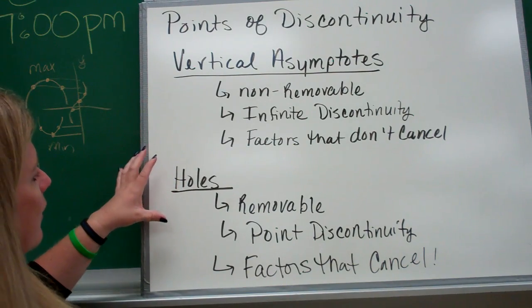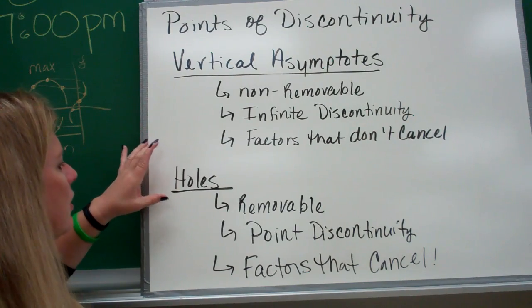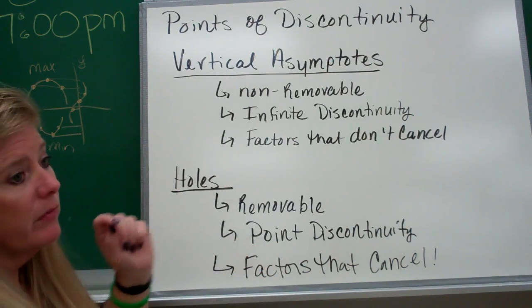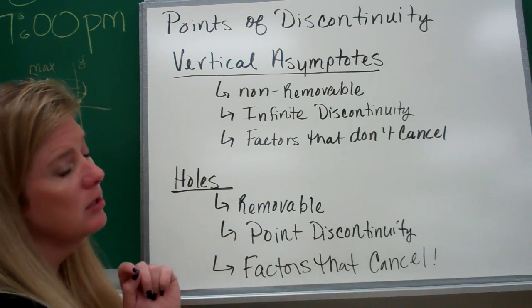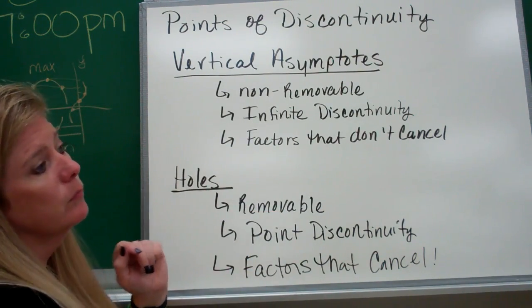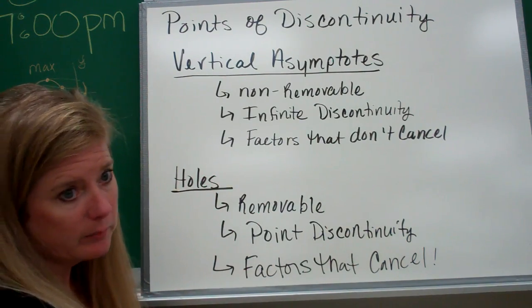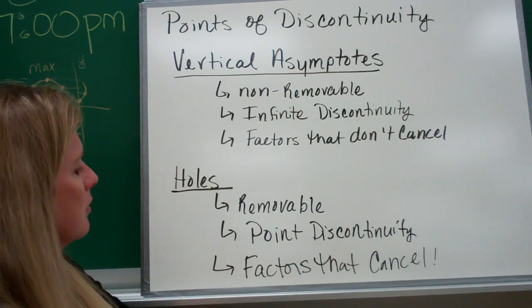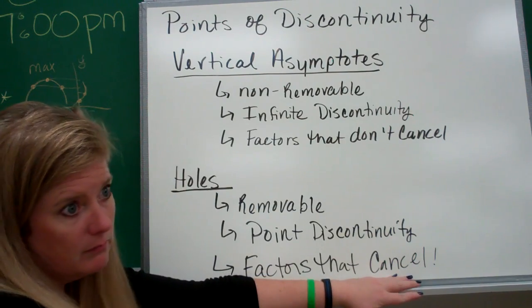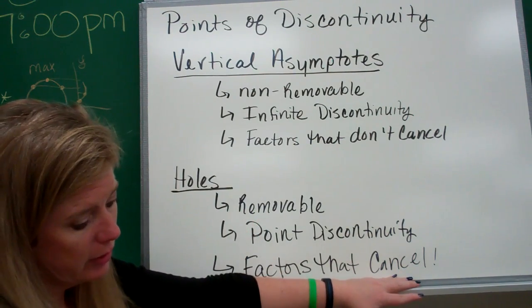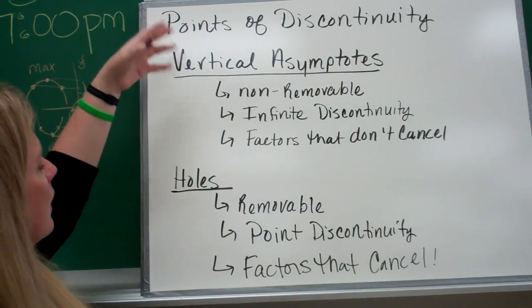Then we could have a hole in the graph. A hole is just a point that's not there. It's a point in the graph that does not exist. So it's called point discontinuity. It is removable. Why is it removable? Because it's just a little point. I could put a point right back in it and take it away. Also, another thing that we can consider removable is it comes from a factor that cancels. The factors cancel, their factors are gone, so the discontinuity can be considered removable that way.